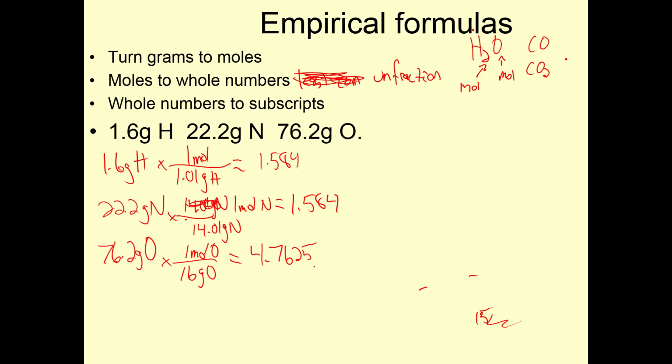To get them into whole numbers, I'm going to divide by the smallest. So unfraction them, divide by smallest. My smallest number is 1.584. And I don't even need a calculator for that. 1.584 divided by 1.584 is 1.